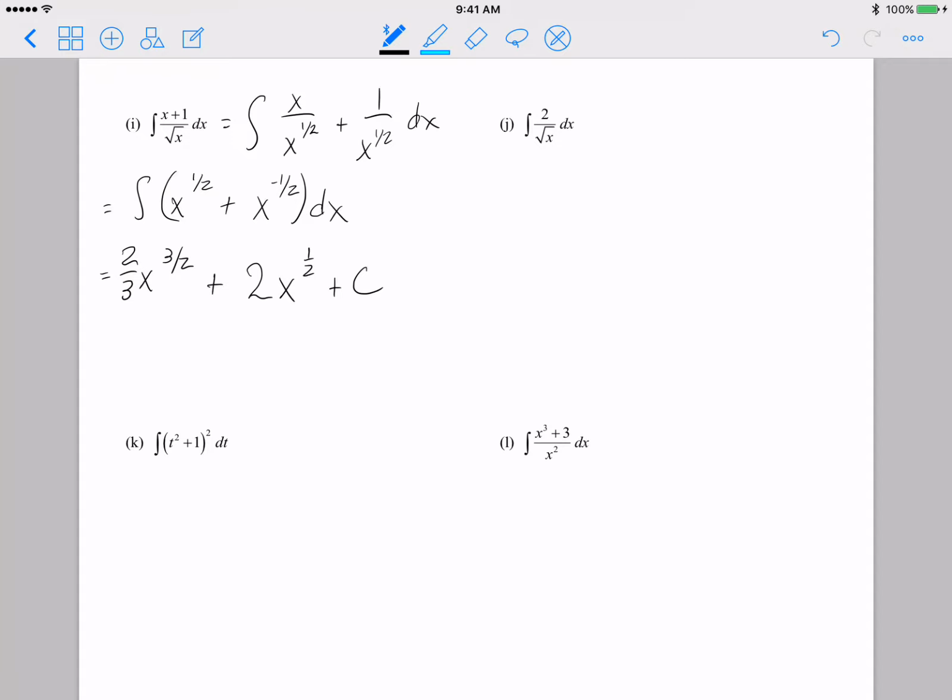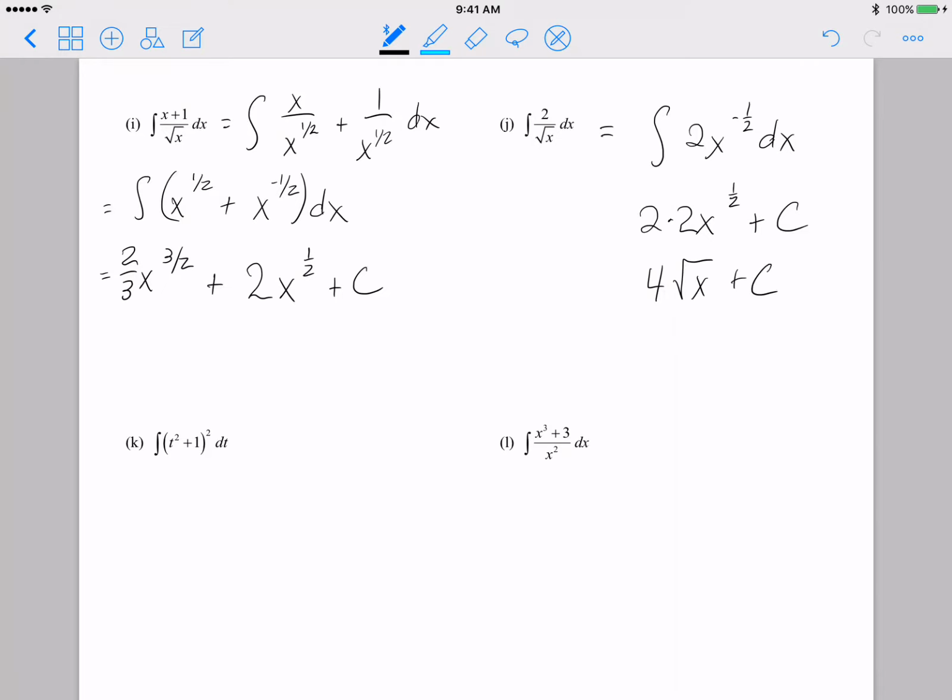Okay, very similar in J, so we're going to move that square root of x up to the numerator. It's going to become 2x to the negative 1/2 dx. And then increase the exponent by 1. That's going to become an x to the positive 1/2, and then divided by 1/2 is times 2, plus c, which is going to give me 4 square root of x plus c.